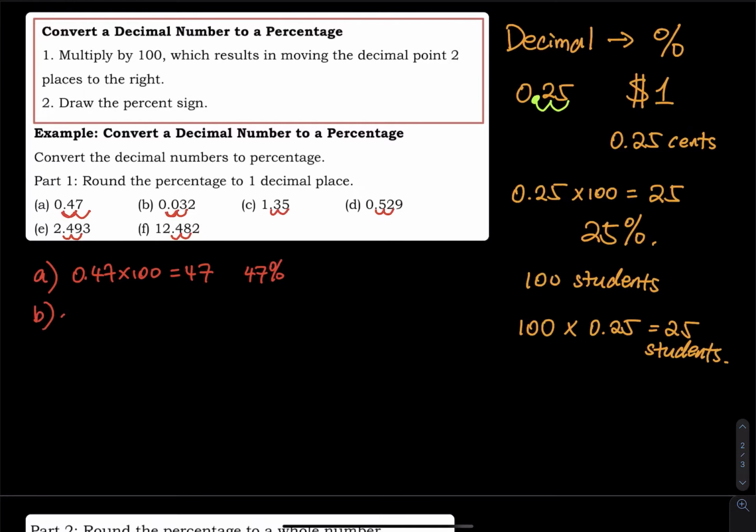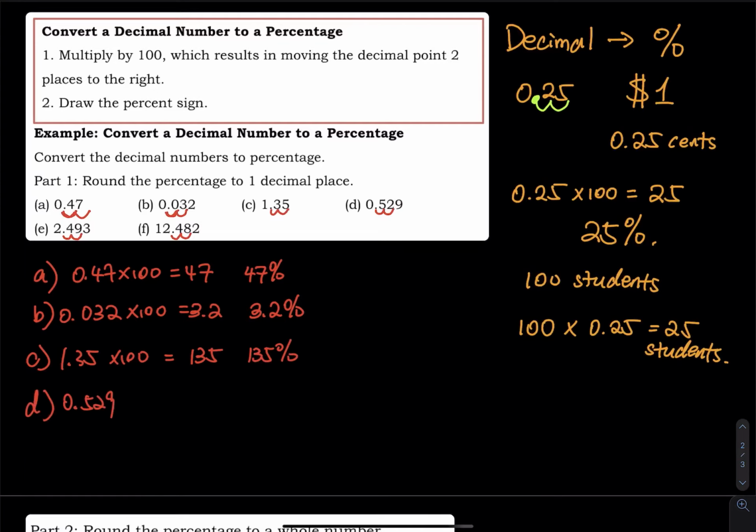And then B, 0.032, you multiply by 100, so that is 3.2, which is 3.2%. And then C, 1.35, you multiply by 100, so that is 135. You add a percentage sign right next to it. D is 0.529, you multiply by 100, so that is 52.9. So you have 52.9%.